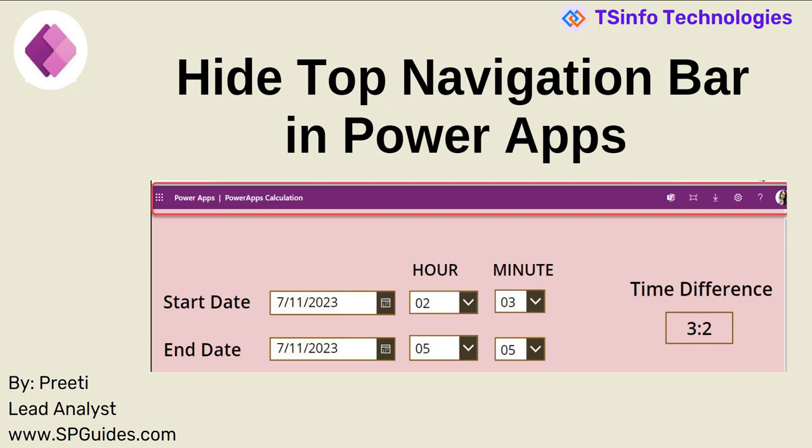So basically, while you are running a Power Apps application in your browser, we can see a purple color navigation bar on the top of the page. The image you can see, the highlighted one, is the top navigation bar that we view every time we run this app, and it is only visible in play mode. So we will see now how we can hide this top navigation bar using Power Apps.